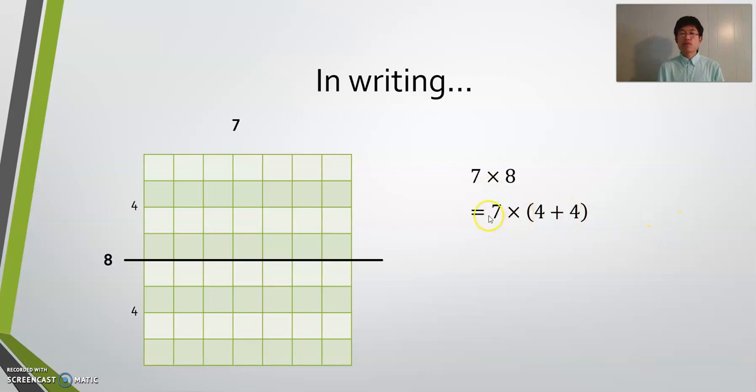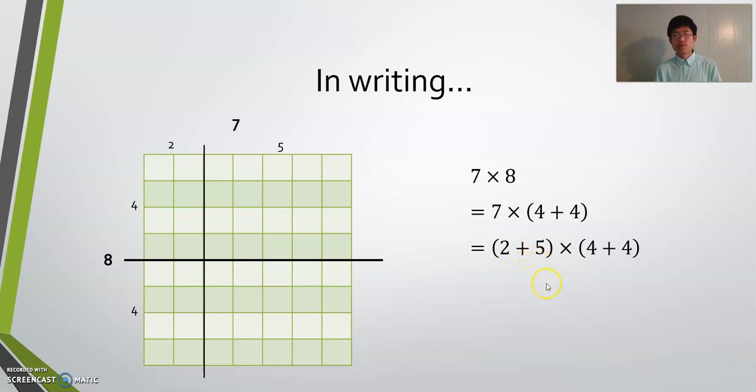And then I have, okay, 7 is still a big number. I'm splitting it into 2 plus 5. And then 2 and 4, 4 and 5, 2 and 4, 4 and 5. You multiply those. You get 8 plus 20 plus 8 plus 20. And then last but not least, add them up, 56. Just a kind of intro to the distributive property.